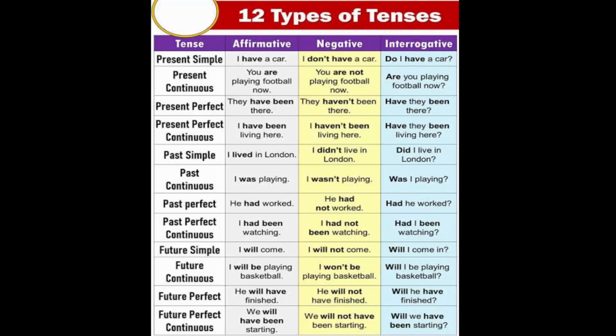Negative, I won't be playing basketball. Interrogative, will I be playing basketball? Future perfect, he will have finished. Negative, he will not have finished. Interrogative, will he have finished? Future perfect continuous, we will have been starting. We will not have been starting. Will we have been starting?